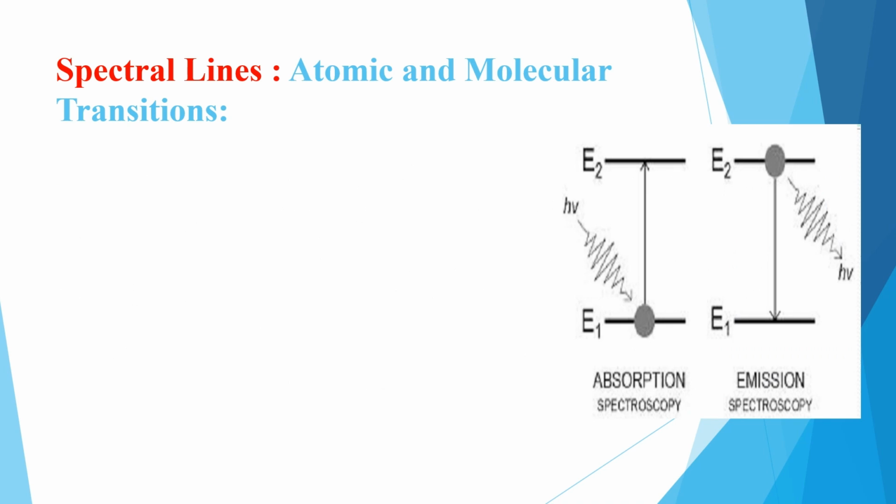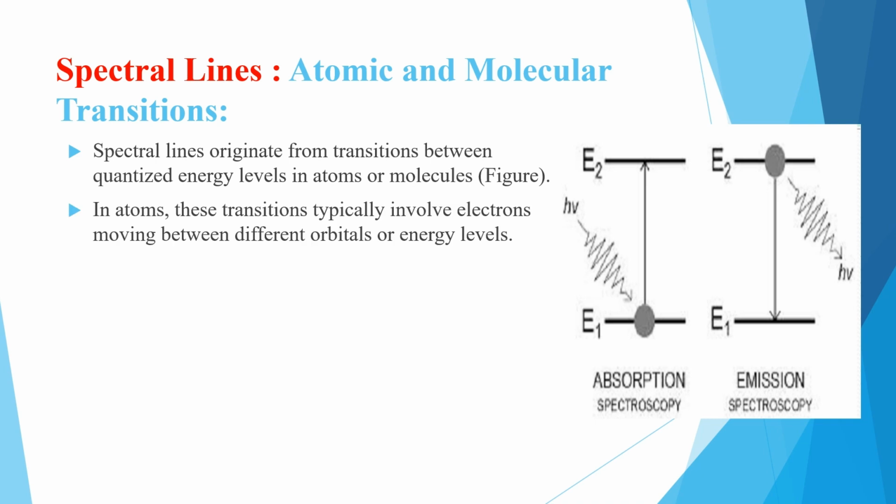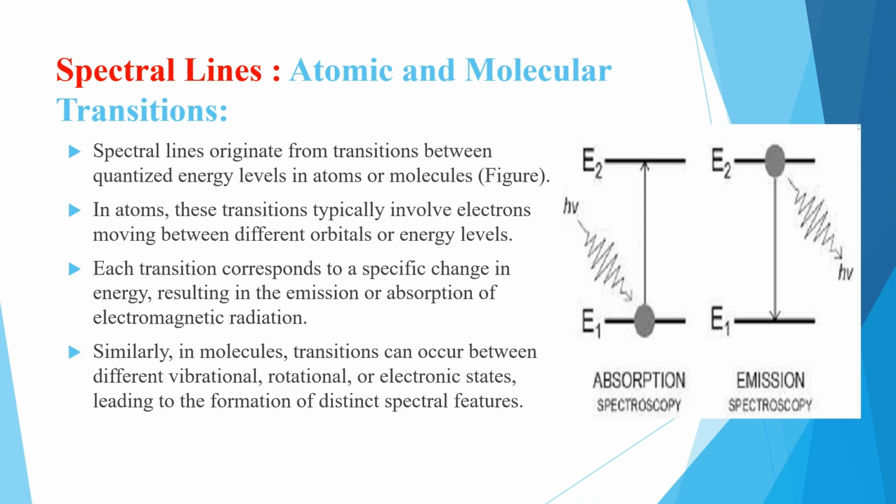Atomic and molecular transitions. Spectral lines originate from the transition between quantized energy levels in atoms or molecules, as we can see in this figure. In atoms, these transitions typically involve electrons moving between different orbitals or energy levels. Each transition corresponds to a specific change in energy, resulting in the emission or absorption of electromagnetic radiation. Similarly, in molecules, transitions can occur between different vibrational, rotational, or electronic states, leading to the formation of distinct spectral lines.